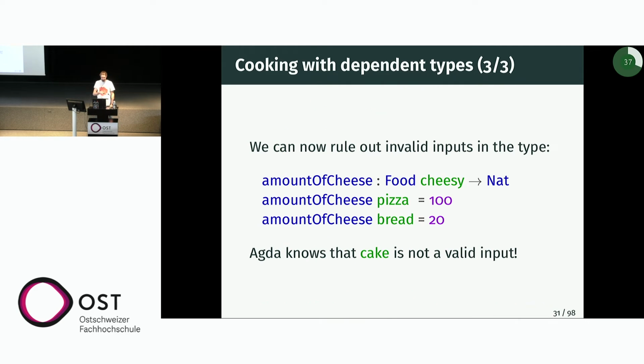Okay, and what's the nice thing now that we have defined it this way? Well, we can define our function called amount of cheese, which doesn't take an input of type Food, but now takes an input of type Food of flavor cheesy. And we just define the two cases for pizza and for bread, and we leave out the case for cake. And magically, well, not magically, but because of the types that we defined, Agda will recognize this as being a complete function. In particular, Agda knows that cake is not a valid input to this function anymore.